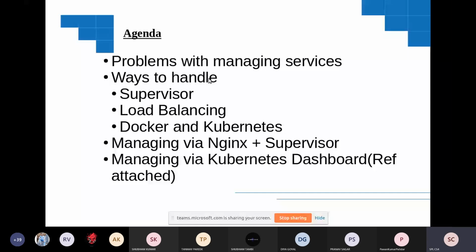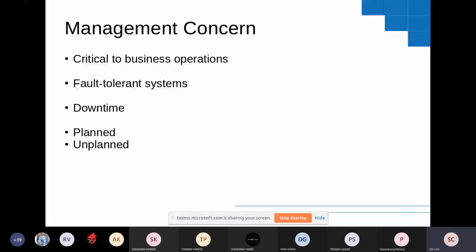How to handle those problems using Supervisor, Load Balancer, and Docker and Kubernetes. Finally, we will see how we can manage web services via Nginx and Supervisor. And finally, we will see how we can do the same things using the Kubernetes dashboard as well. These are some references attached for the same, where I have explained the things in detail.